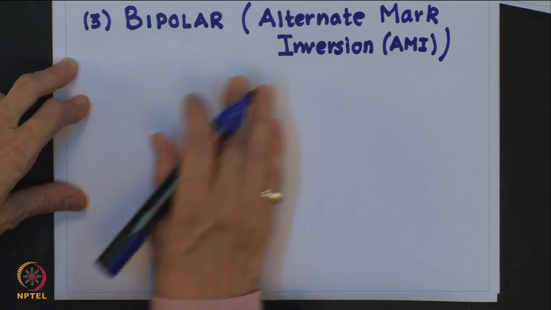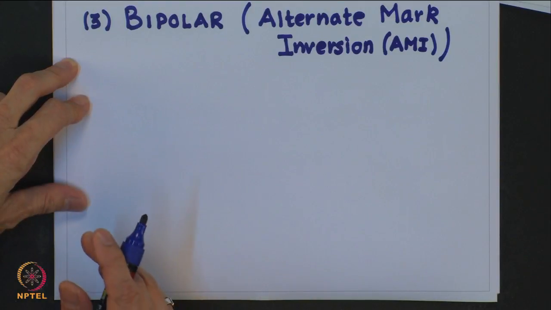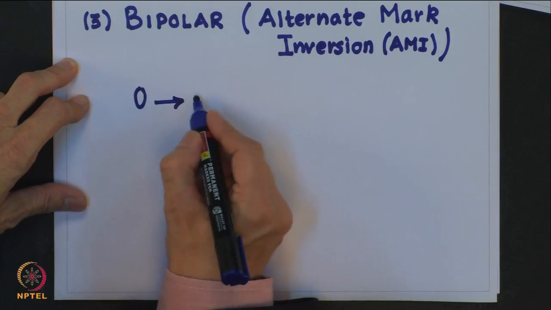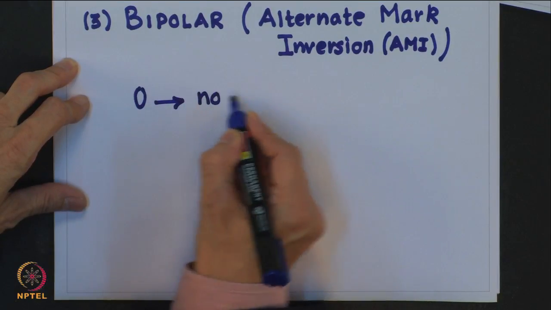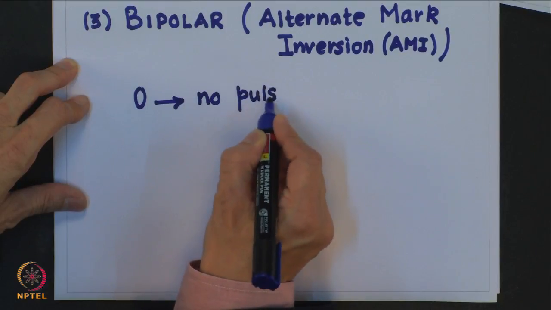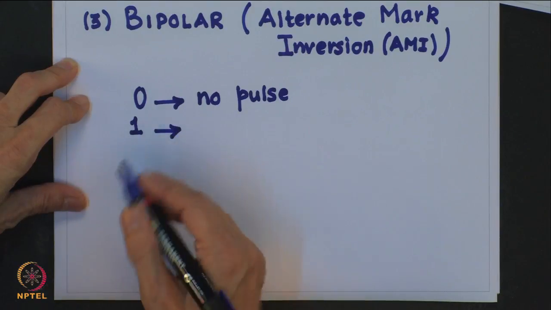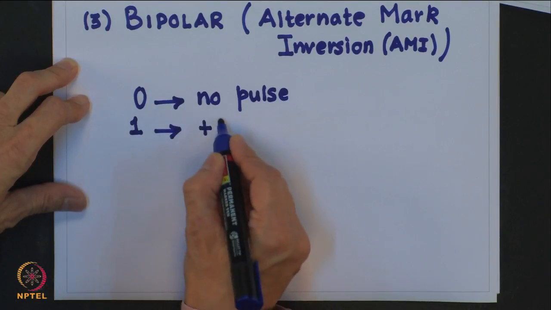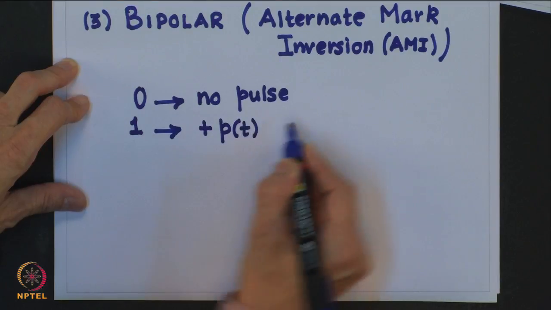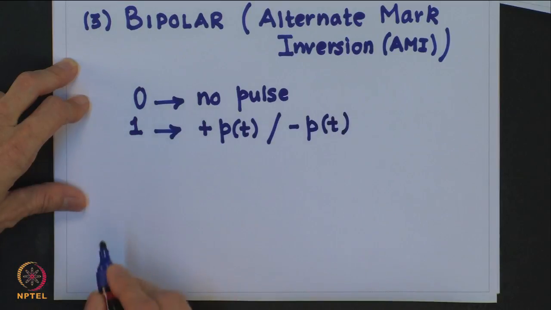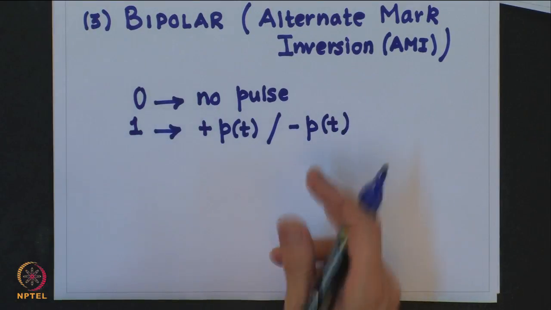So, here ternary or 3 level symbols are transmitted. So, for 0 we do not transmit any pulse, and for 1 the pulse will be transmitted either as plus Pt or minus Pt, and this will happen alternately. So, the waveform will look something like this.